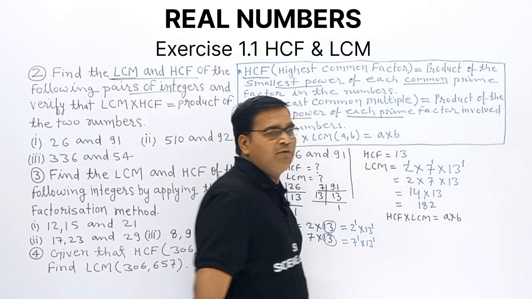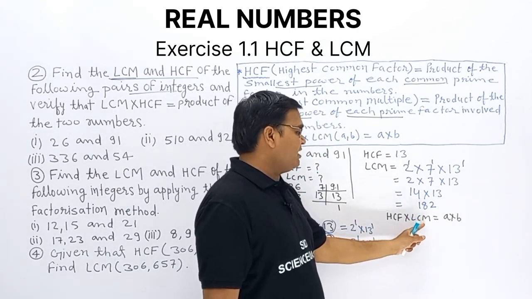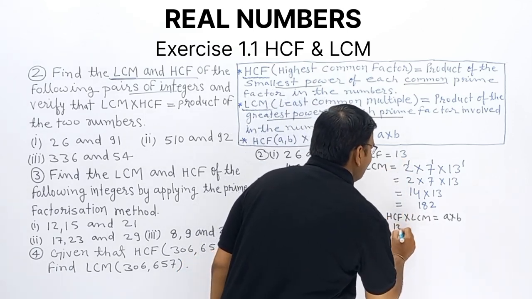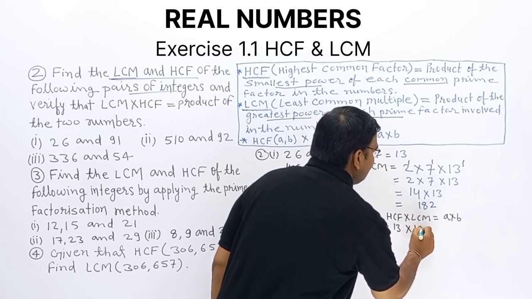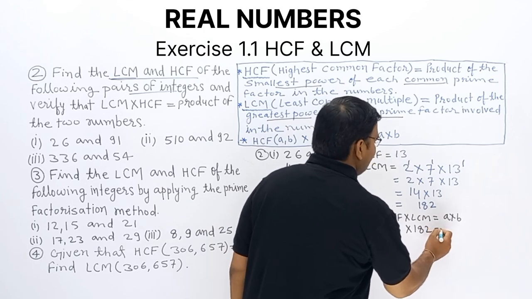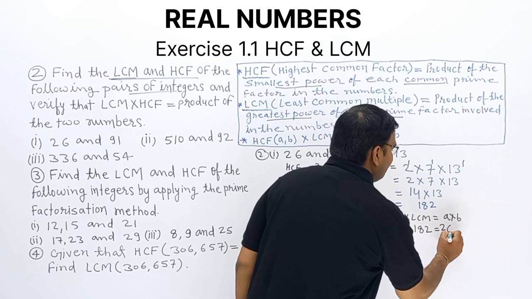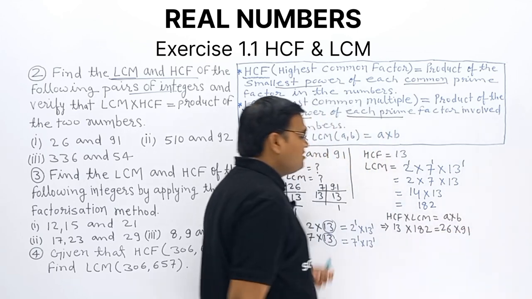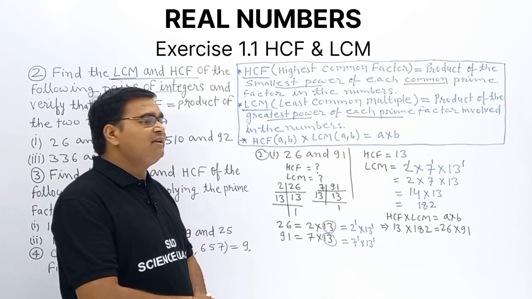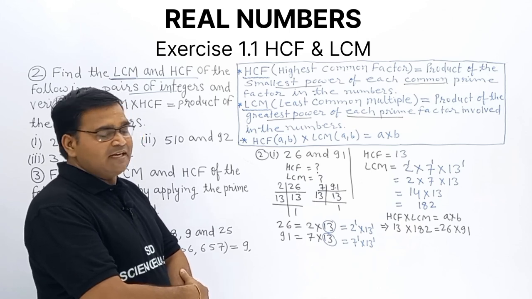If the two numbers are A and B, then the product of both will be equal to the product of HCF and LCM. Now in this question, what is the HCF? 13. And what is the LCM? 182. Now what are A and B? A and B are the given numbers: A is 26 and B is 91. Once left hand side equals right hand side, we can say we are getting the correct HCF and LCM, otherwise there is some mistake.